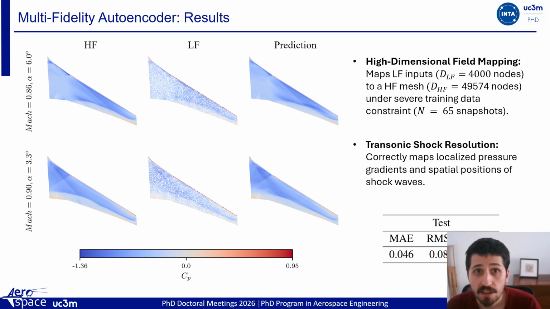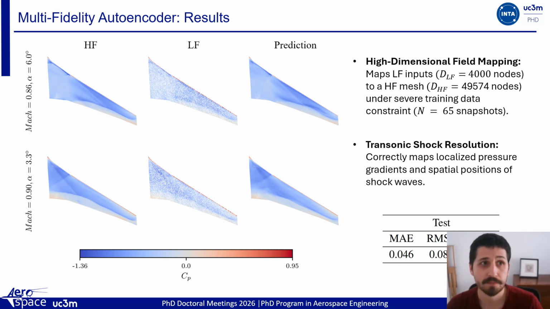On this slide, we show the regression results for two complex flight conditions. The model accurately reconstructs the pressure field over the entire wing, correctly capturing the shock wave in the respective location. Looking at the test metrics, we obtain a root mean square error of 0.084 and an R squared of more than 96%, showing a strong predictive accuracy even in this very low data regime.